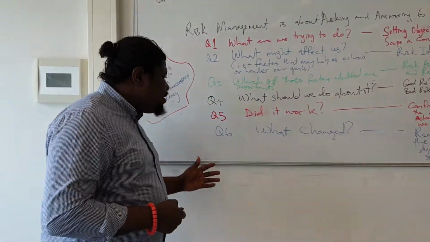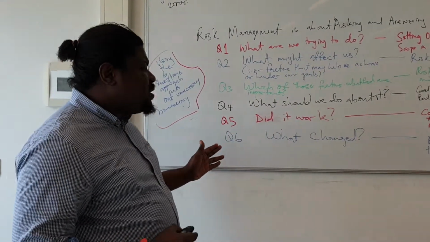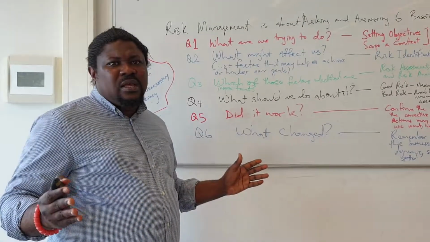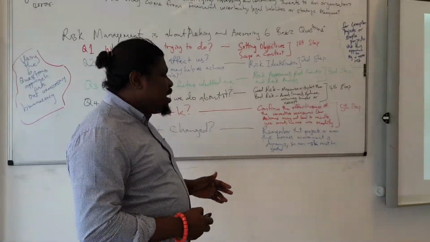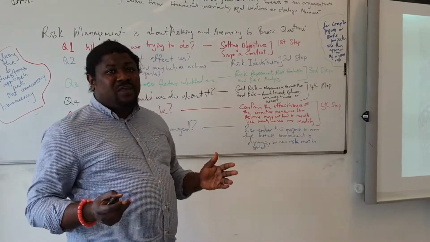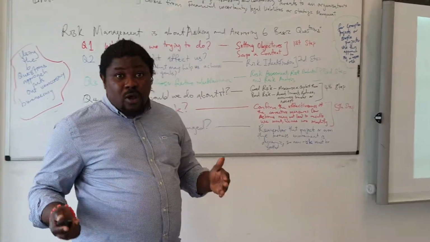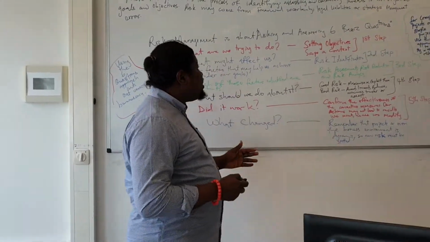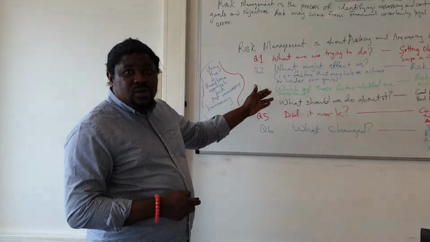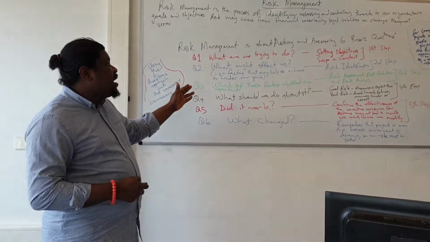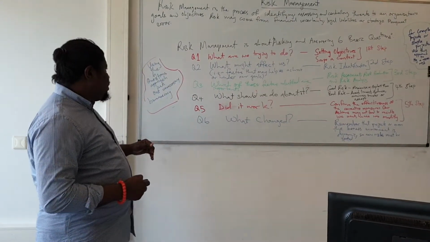Question number 6, the last step for risk management. You have to sit down and say, what changed? Did anything actually change? We should at this point remember that projects, or even the business environment itself, is dynamic. So new risks might come up and those new risks must be spotted. Ladies and gentlemen, 6 steps to risk management where you ask basic questions and you answer those questions.